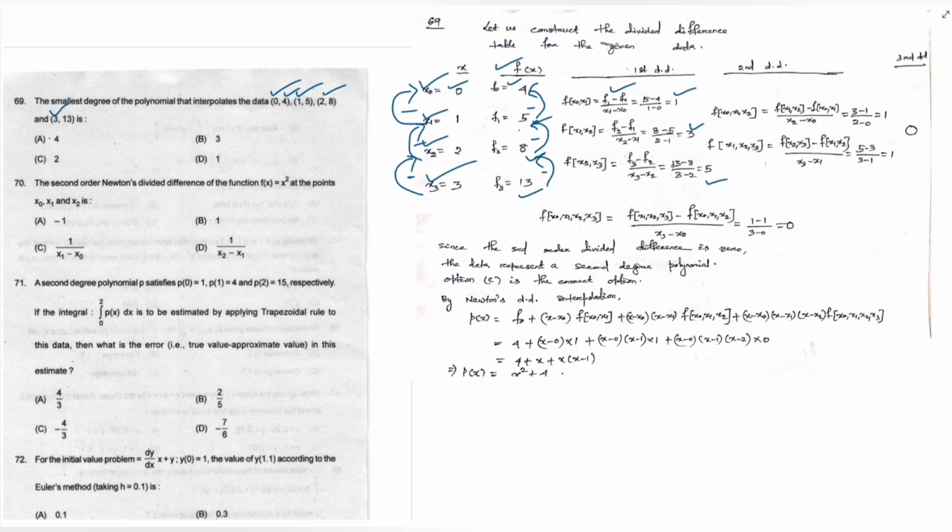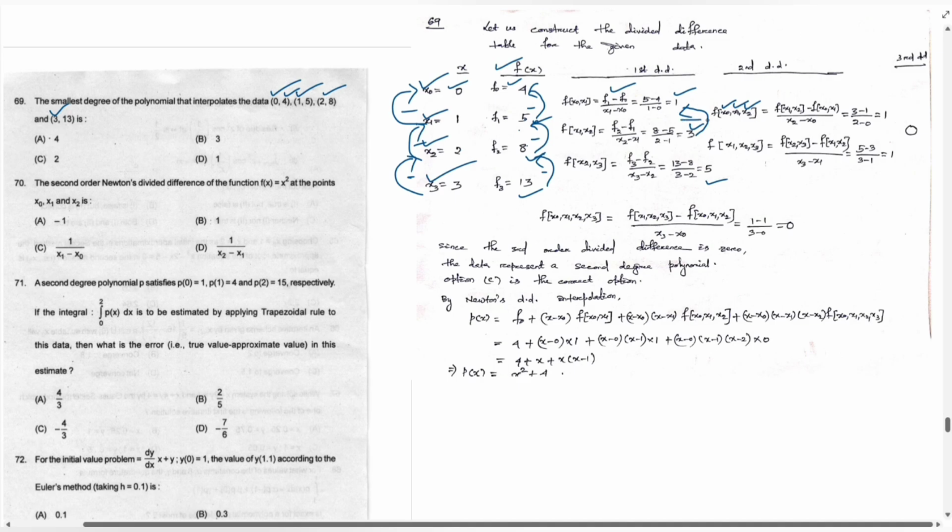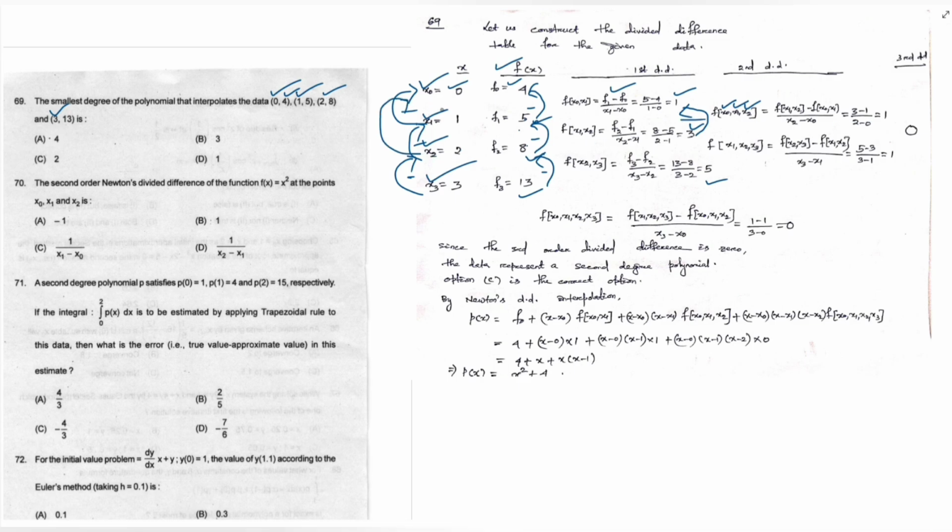After calculating all the first order divided differences for the given data, now we use these first order divided differences to calculate the second order divided differences. The second order divided difference using the data values x0, f0, x1, f1 and x2, f2 can be calculated using the first two first order divided differences. So it is 3 minus 1 divided by x2 minus x0, that is 2 minus 0, which is 1.